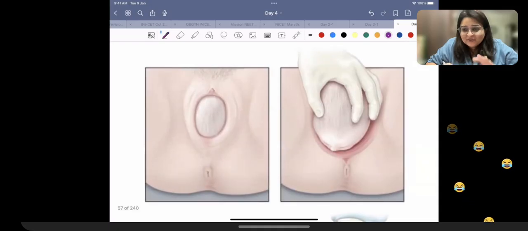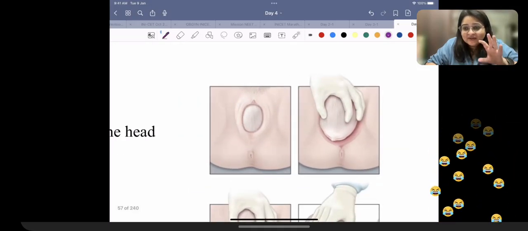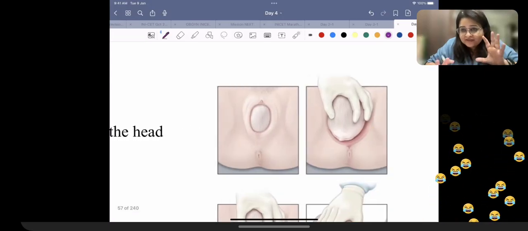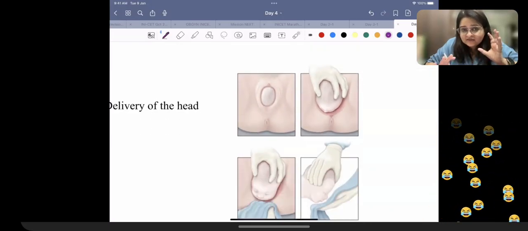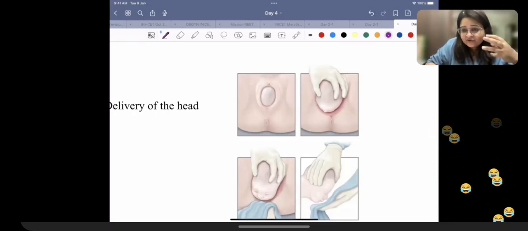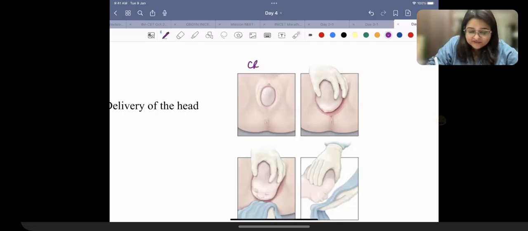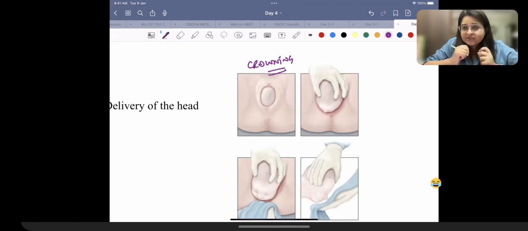Okay, now coming back to the second stage of labor. So in the second stage of labor, this is what happens. The patient is fully dilated, okay, and she is ready for delivery when the head is seen without separating the labia. This is called the phase of crowning. So in the second stage the patient's head starts crowning, she starts bearing down, she starts pushing, so you know that she is ready for delivery.